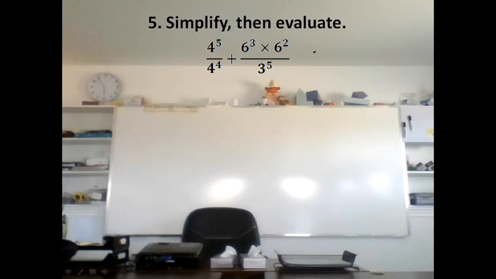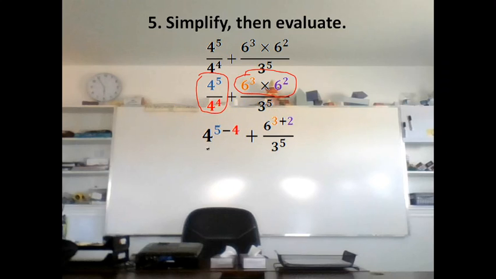First, let's use the exponent laws to simplify the expression. Here I have this set of powers that have the same base, and I have another set of powers that have the same base that are using division and multiplication. So I'm going to simplify them. First, we have 4 with an exponent of 5 take away 4. Next, over here, we have 6 with an exponent of 3 plus 2. We solve our exponents, and that gives us 4 to the power of 1 plus 6 to the power of 5 over 3 to the power of 5.